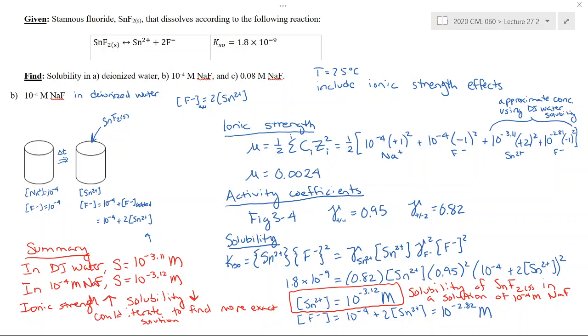We can see that the solubility went down as the ionic strength went up. In the next problem, we're going to investigate solubility in a saltier solution so we can verify this result.